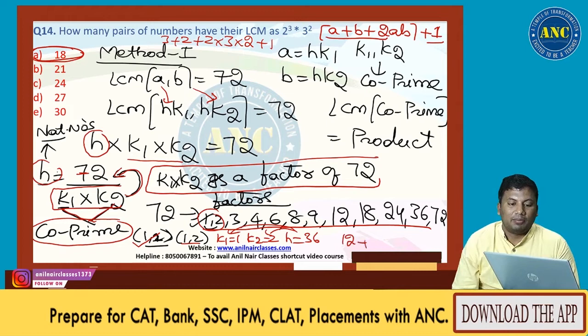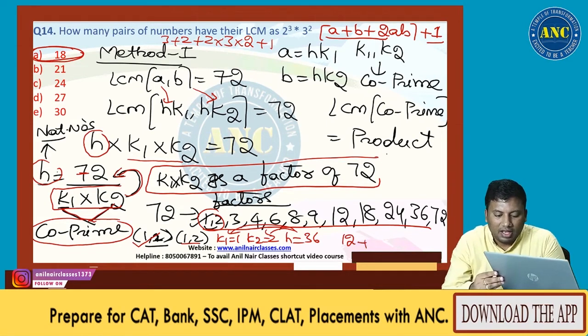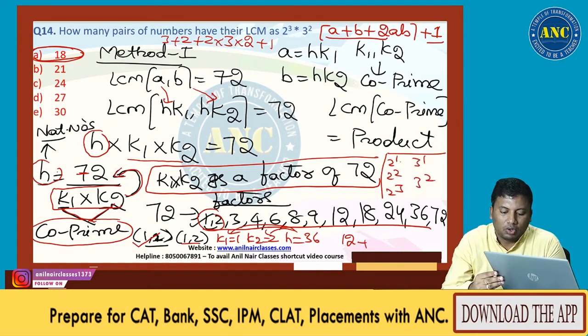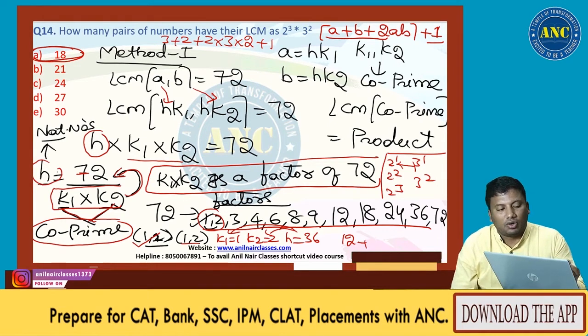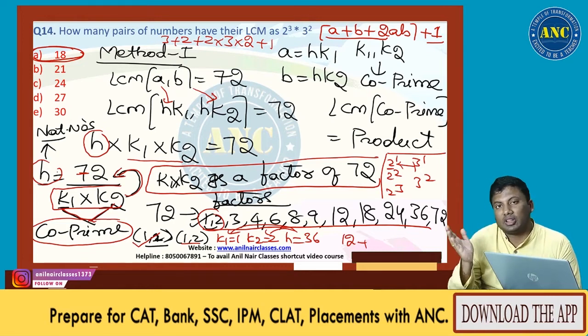What are the remaining cases? Remaining cases are 2 power 1, 2 power 2, 2 power 3, 3 power 1, 3 power 2, 2 with 3. If I take K1 as 2 and K2 as 3, 72 by 2 into 3 is 6, and 72 by 6 is 12. So the H value is 12. The numbers will become HK1, 12 into 2 is 24, and HK2, 12 into 3 is 36. So 24 and 36.